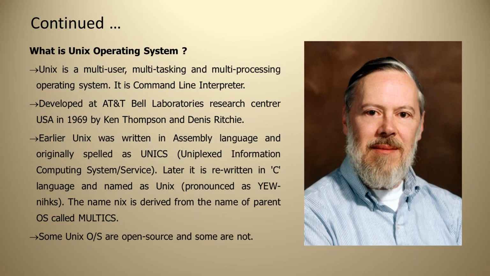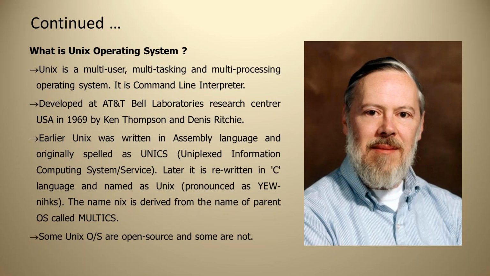So where was this Unix operating system developed? At AT&T Bell Laboratories Research Center, which is in the USA. And in 1969, who developed it? Ken Thompson and Dennis Ritchie. So this picture here is present. This is Dennis Ritchie. Okay, so Dennis Ritchie is the main person who developed the Unix operating system, and Ken Thompson also helped him a lot. Both together, they finally released this. So you are learning Unix, Linux, you should know who is the developer, who is the inventor of this.